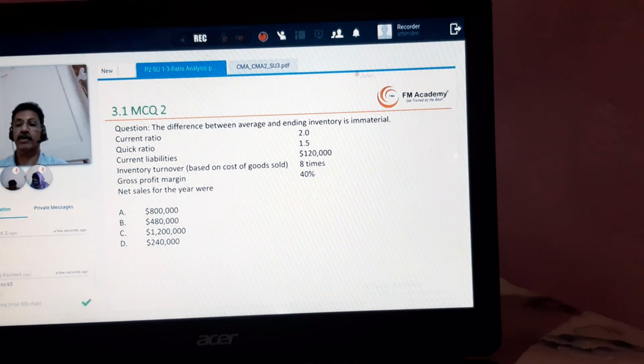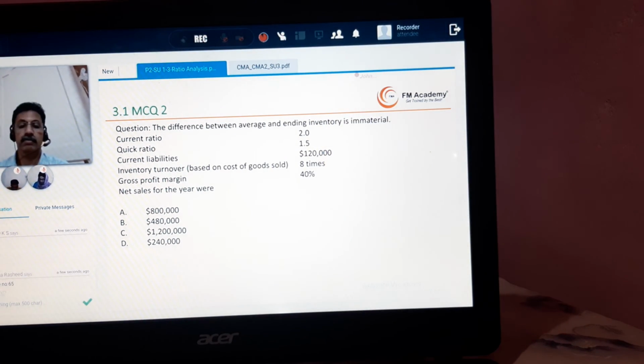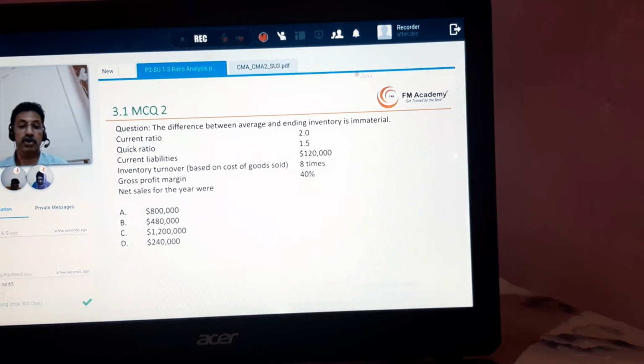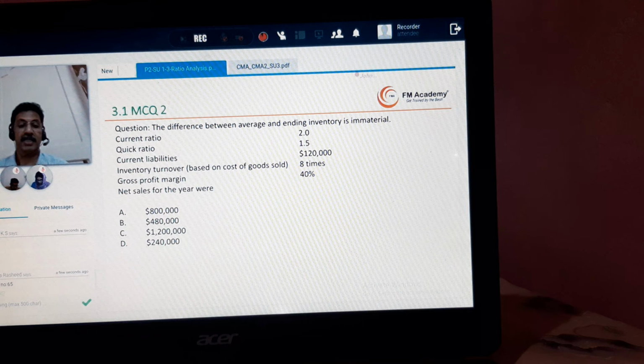How many of you have given the answer? Nobody? It was so simple. I gave you the relationship. You can find out immediately how much the inventory is. Current ratio minus quick ratio into current liabilities is the inventory.